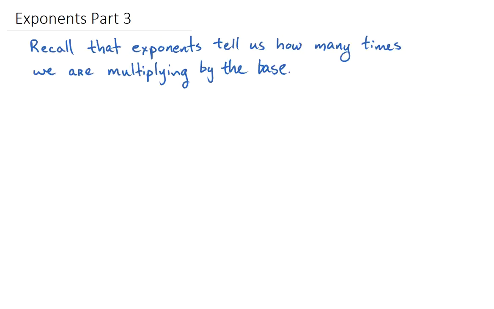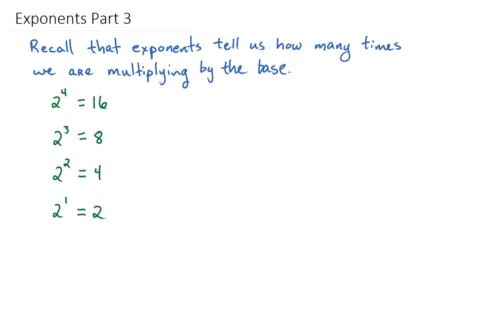But first, recall that exponents tell us how many times we are multiplying by the base. We're going to use this fundamental property of exponents to establish the pattern that we're going to be looking at. So let's say we have 2 to the 4th, and then 2 to the 3rd, and then 2 squared, and 2 to the 1st. And we already know how to deal with these. 2 to the 4th means we're taking 2 times itself 4 times, and that gives us 16. Similarly, 2 to the 3rd gives us 8, 2 squared gives us 4, and 2 to the 1st just means we have one 2 being multiplied, so that's just a 2.